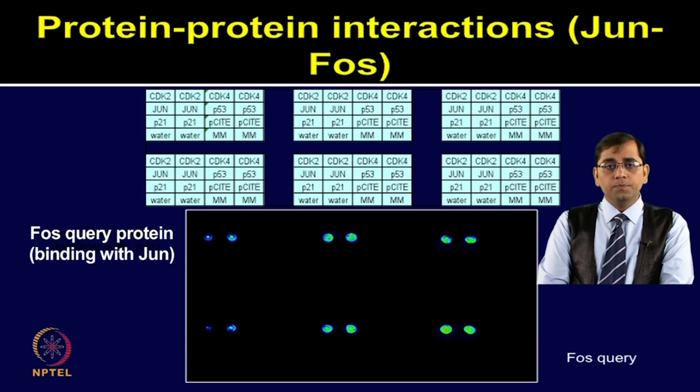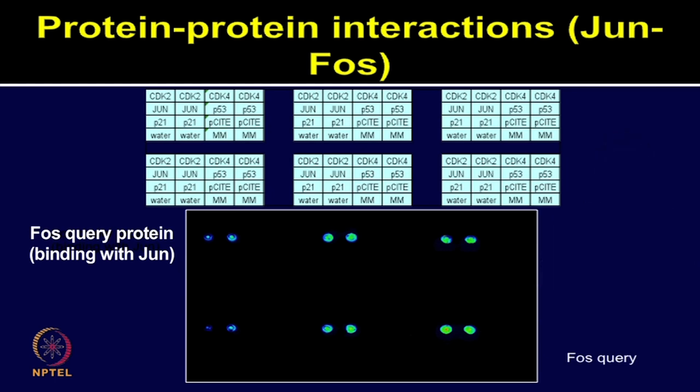Now, if we want to study the Jun and Fos protein interaction, you can use Fos as a query protein. It will bind to the Jun protein spot, and therefore, 2 spots of Jun will light up, as you can see in the slide. So, in all 6 blocks, there are duplicates of Jun proteins which are interacting with Fos protein, and so Jun-Fos protein interactions can be established by using the protein microarray system.